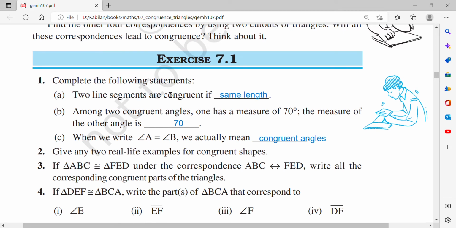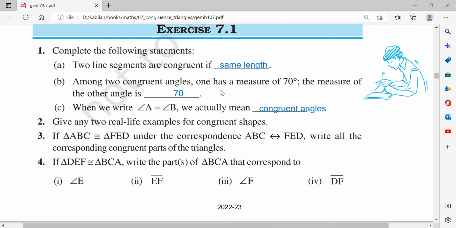Two line segments are congruent if they have the same length. Among two congruent angles, one has the measure of 70, the other also 70. When you write angle A equal to angle B, that means angle A is congruent to angle B.